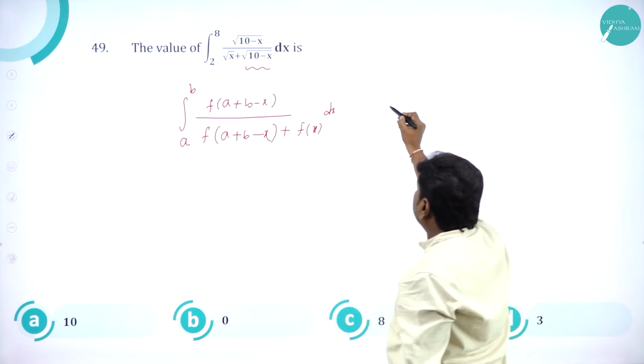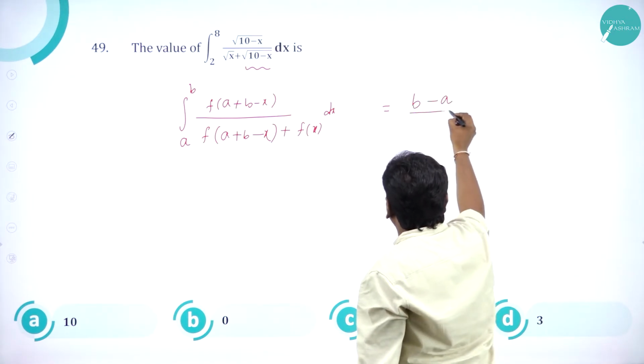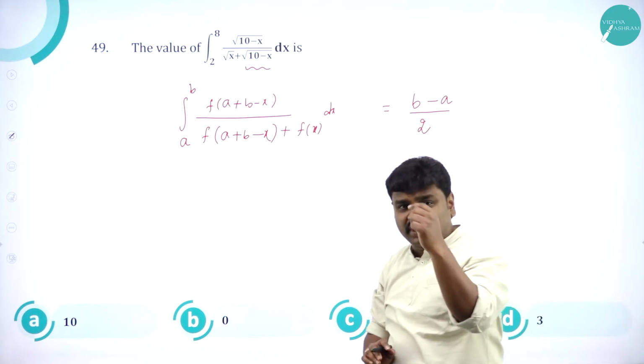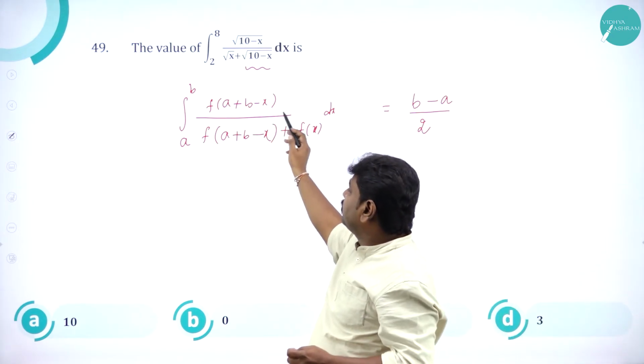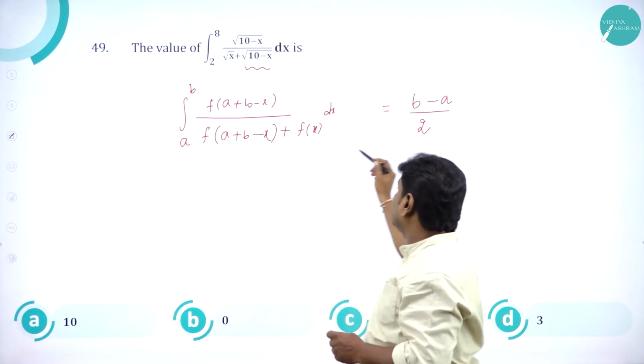So, therefore, the answer for this is interesting: b minus a by 2, upper limit minus lower limit by 2. Don't integrate and waste your time. If the problem is in the form integral from a to b of f of a plus b minus x divided by f of a plus b minus x plus f of x, then you will get this.